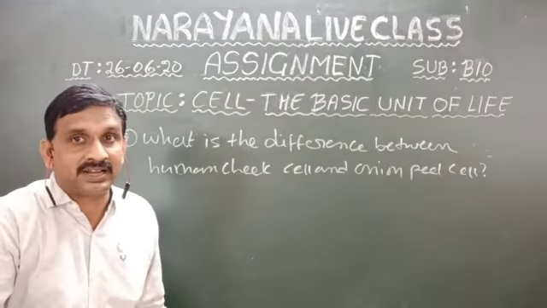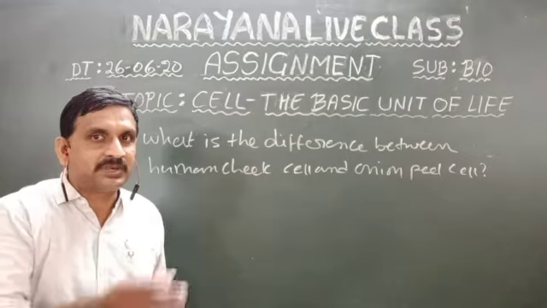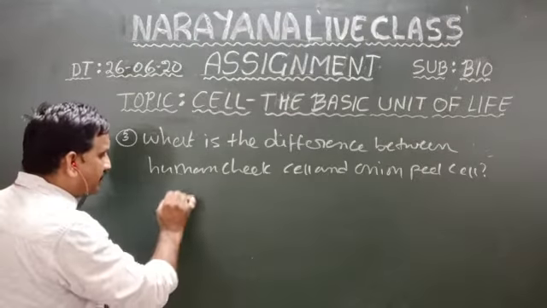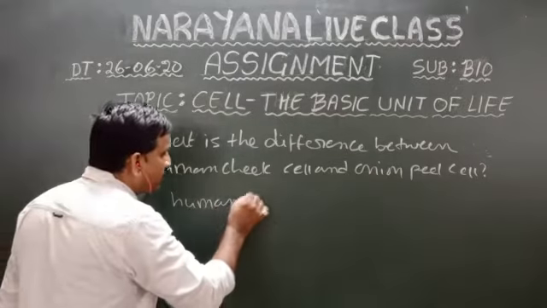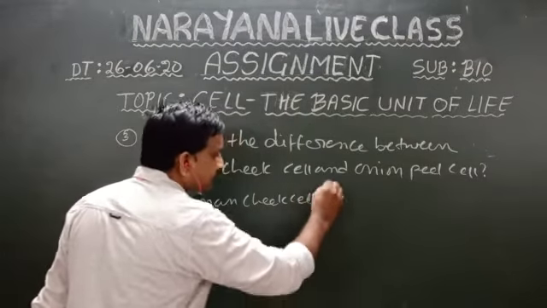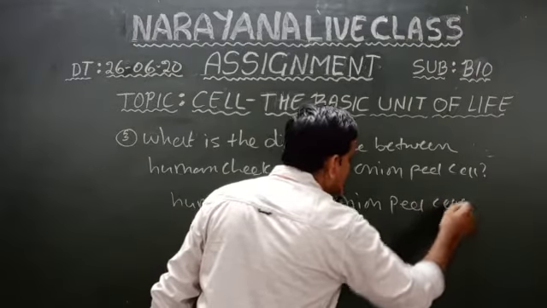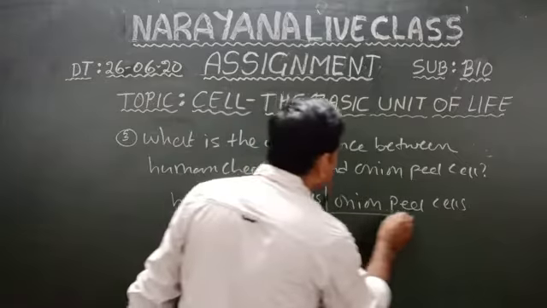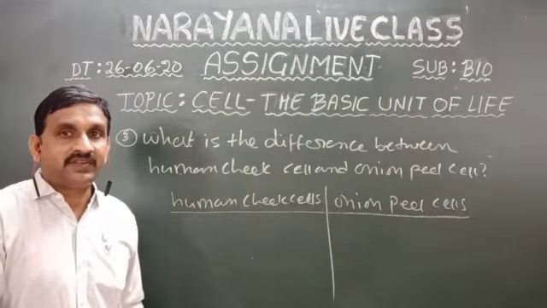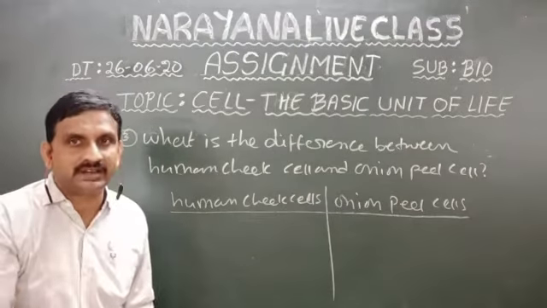When we observe under the electron microscope, we can find many differences between the onion peel cell and the human cheek cell. The main important differences are here. Look at the board: human cheek cells and onion peel cells. The first important difference between the onion peel cell and the human cheek cell is the outermost layer.